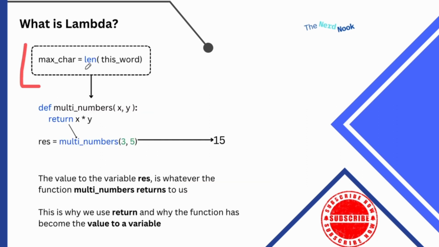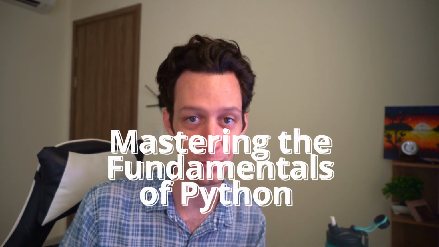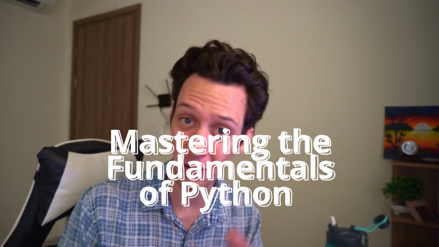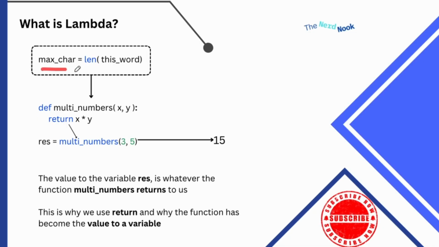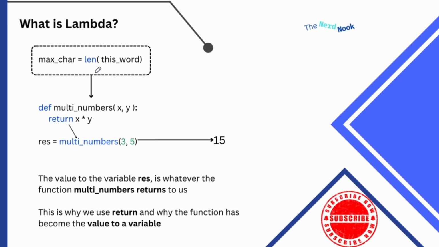So up top here, we have a normal standard Python function, len. Now we've been working with functions for weeks, if you've been following along with my series, Mastering the Fundamentals, which I'm going to link here, right? But a function returns a value. It allows us to use that value to do something, right? So if I have a variable called max char, and the value of that is the length of this word, whatever the length of this word is, that's what len returns. That's the value to my variable max char.